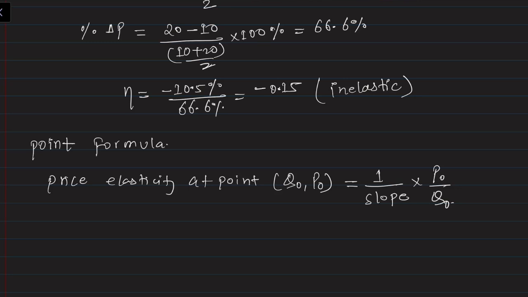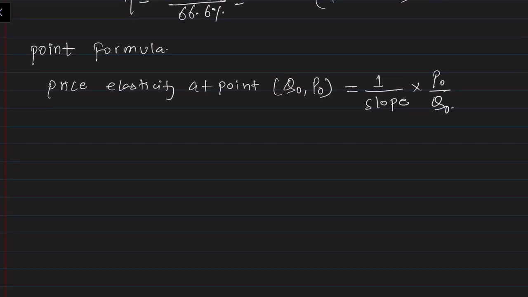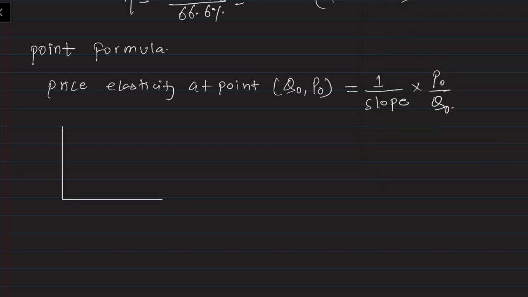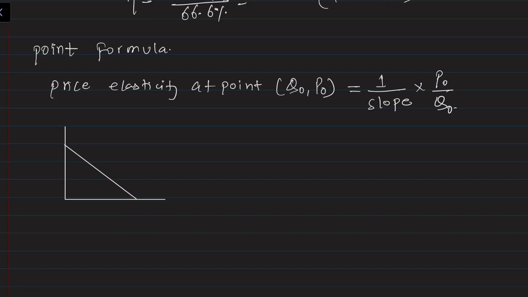So let's do an example. Let me draw the graph. This is price, this is quantity. Let's say this is 20 and this is 5. Let's take a point. This is the point A. This is 3 units. This is 8.